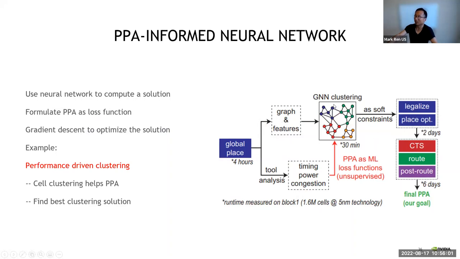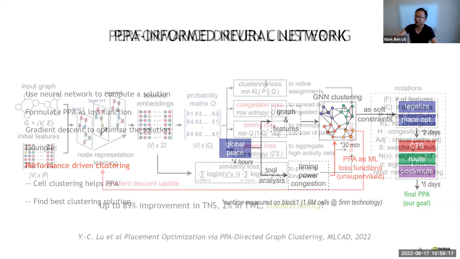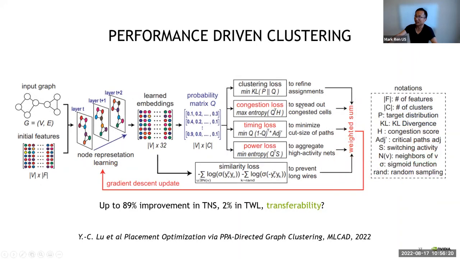When you have clustering, we always observe that the clustering helps improve placement quality. But the question is, how do you actually do clustering, right? You want your clustering to help PPA, so how do we do that? We directly come up with PPA objectives, which are loss functions for PPA.